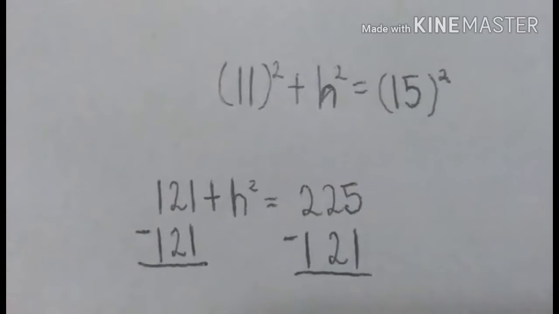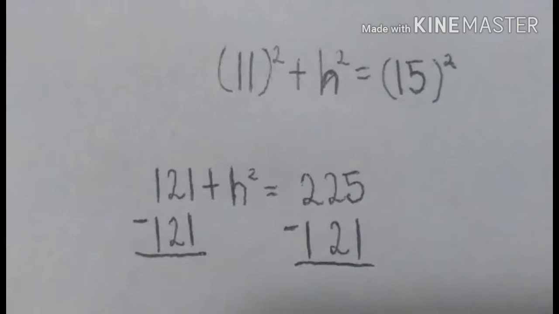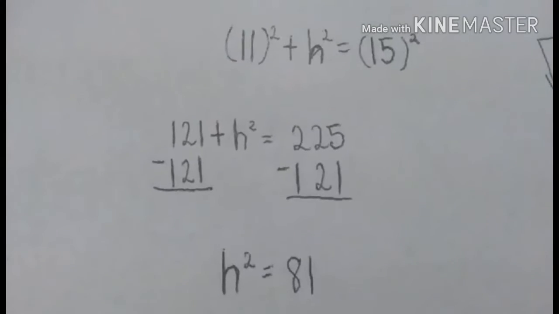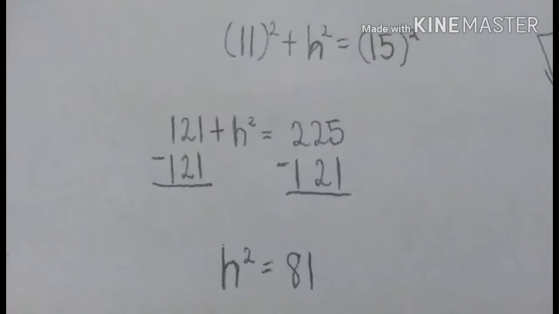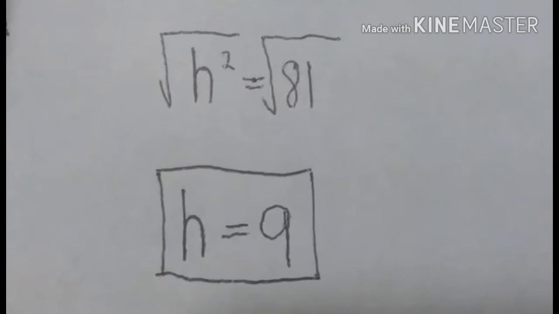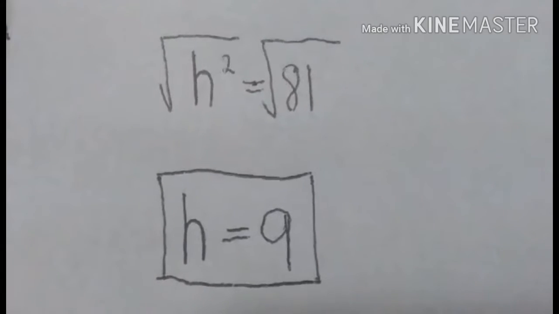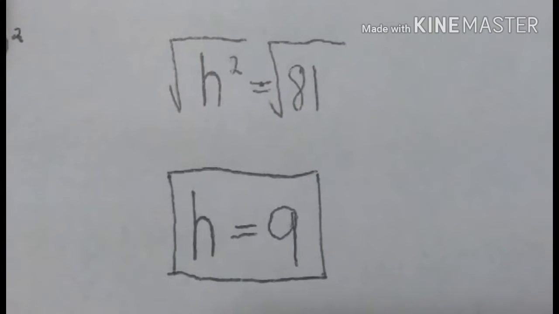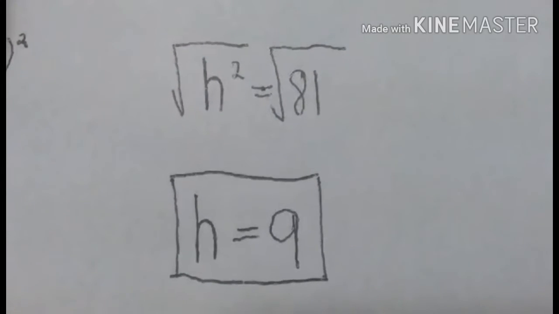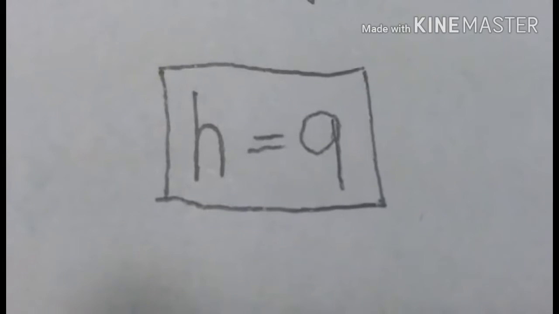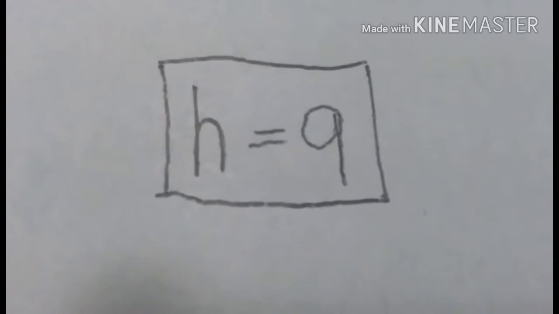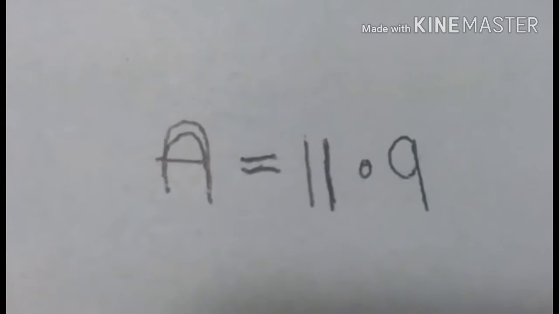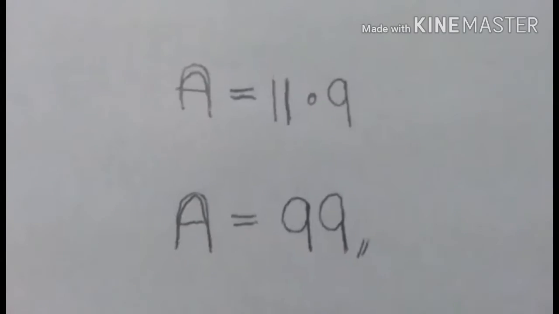11 times 11 is equal to 121, and 15 times 15 is equal to 225, minus 121 on both sides. The answer is h squared equals 81, and taking the square root on both sides, the height is equal to 9. So the height of the parallelogram is 9. Now we can solve for the area, which is base times height. So the area is equal to 99.